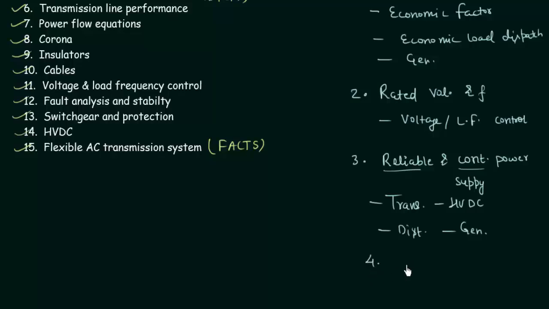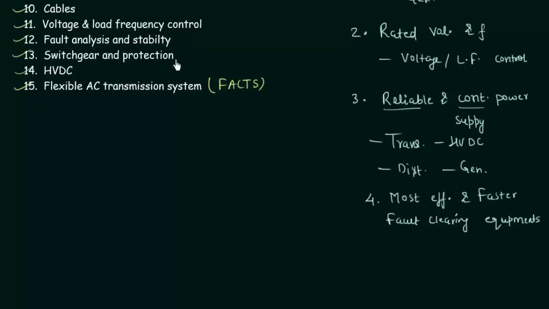The fourth objective is to have most efficient and faster fault clearing equipments. There are faults in power system, and to clear these faults, this means to isolate the fault from the healthy system, we need more efficient and faster fault clearing equipments. I will write the fourth objective: most efficient and faster fault clearing equipments. These equipments we will use to clear the fault, or you can say to separate the faulty section from the healthy system. And for this we will study fault analysis and switchgear and protection.